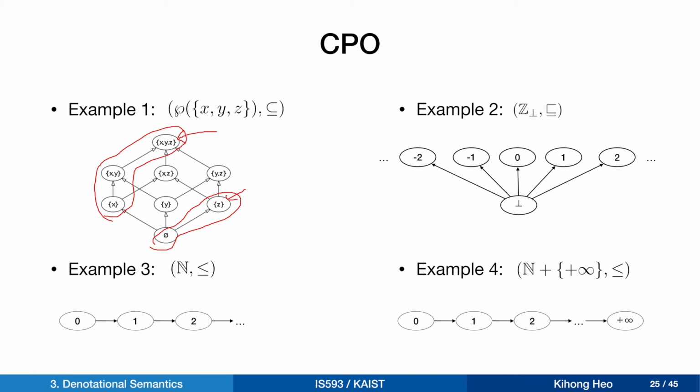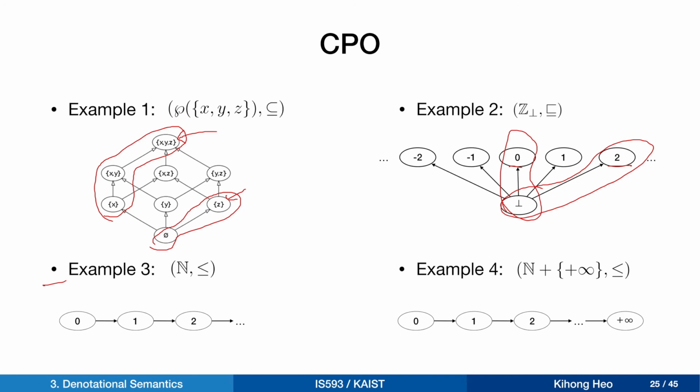The next example is much simpler. For all chains, which means each set that only contains one integer and the bottom in this case, the least upper bound is actually the integer. For example, for this chain, the least upper bound is 2. For this chain, the least upper bound is 0. For all the cases, the least upper bounds are already in the set. So actually, this is also a CPO.